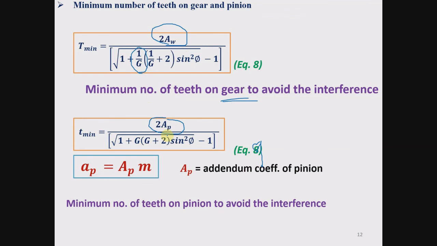AP is the addendum coefficient of pinion, and small ap is the adopted addendum for pinion, which is again addendum coefficient times the module.